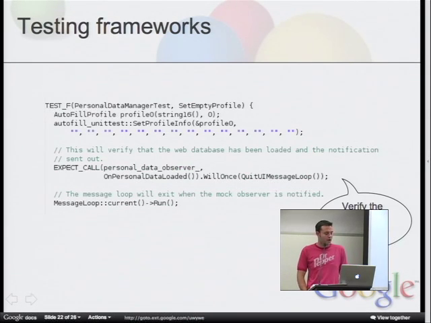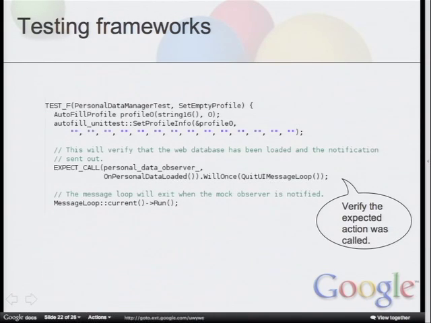In the test, we create a profile and we set the profile info. So inside set profile info, the personal data observer is going to be called, and we expect that call to happen. We didn't have to create a whole personal data observer, though. It's just a mocked object with a mock method. We don't care anything else about the object itself, just that this one method gets called. So we have expect call on the observer object that we care to be called. And then we say will once quit UI message loop. Will once means we expect it to happen exactly once. And we expect the action to be taken as the quit UI message loop.